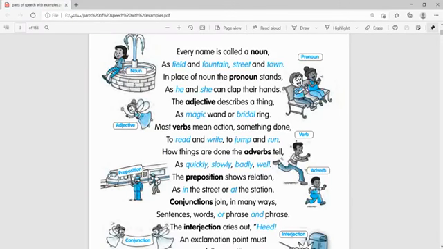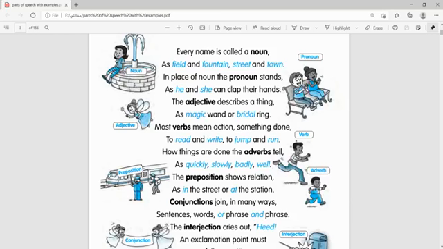Today we will be learning, in short and easy form, how to understand parts of speech. You all know that the basic foundation of English grammar is about understanding parts of speech. What do you mean by parts of speech?